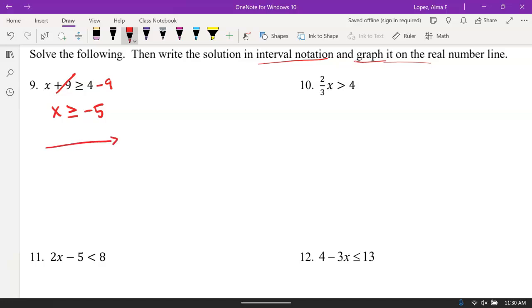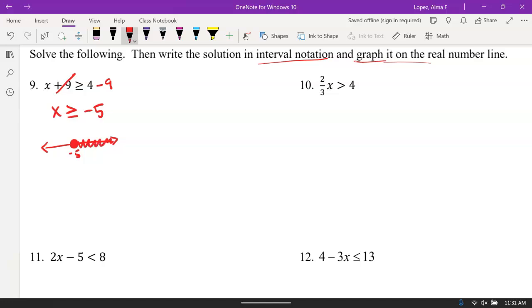To do the number line, the only number I'm interested in is -5. With the -5, I know that there's a closed inequality touching it, so I'm going to put in a solid circle. And because I got the x on the left-hand side, I know that this tells me to go to the right, or you can read it: x is greater than or equal to -5. Well, greater than -5 also tells me to move to the right.